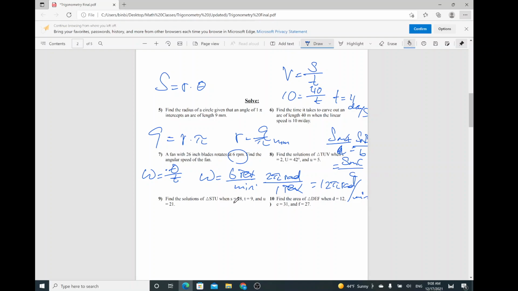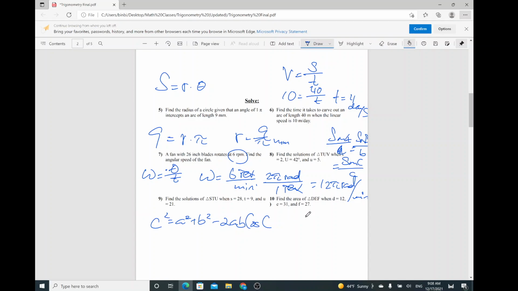So this one is using the law of cosine. So law of cosine is c squared equals a squared plus b squared minus 2ab times cosine of capital C. This one's supposed to be lowercase because that's the segment. So little c squared equals this whole thing.